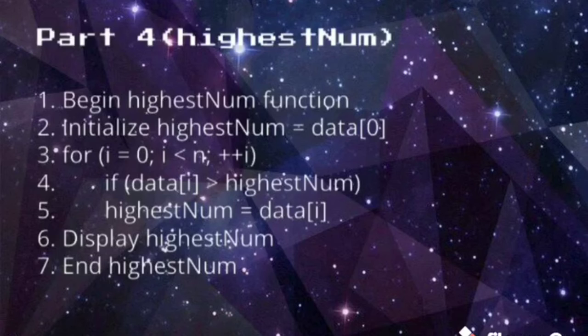For part 4 is to find highest num. Start with begin highest num function. Second, initialize highest num equals to data 0. Third, for the loop i equals to 0, the condition i is less than n and the update i plus plus. If data i is higher than highest num, highest num equals to data i. And then display highest num. Lastly, end highest num function.